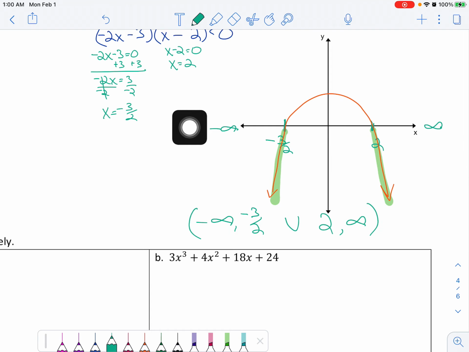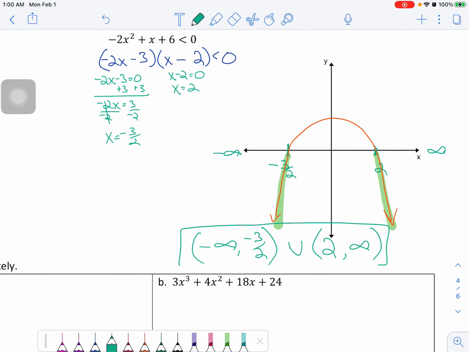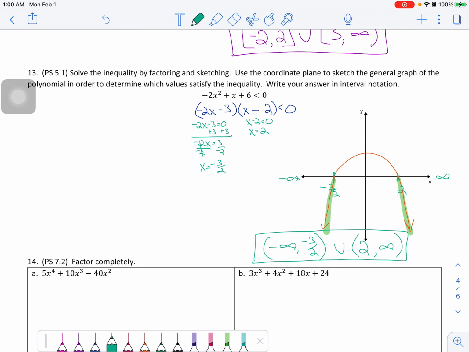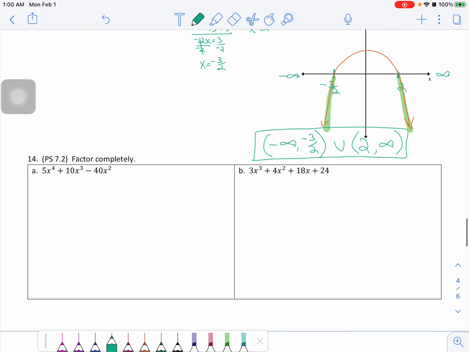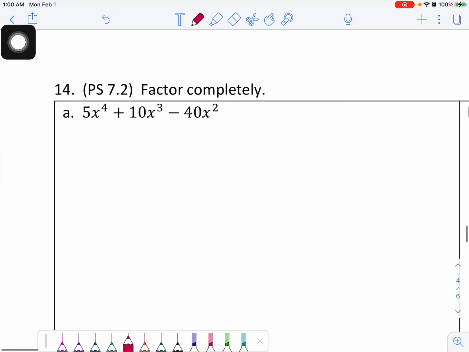Infinities always take parentheses. And in this case, because we are dealing with strictly less than, there's no equal to part to this curve, we're going to use parentheses at our x-intercepts as well. All right, so that's problem number 12 and 13. For 14, we're going to do some factoring for A and B, and I think that's the end of this video then.